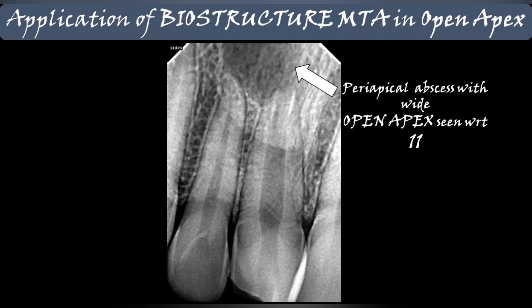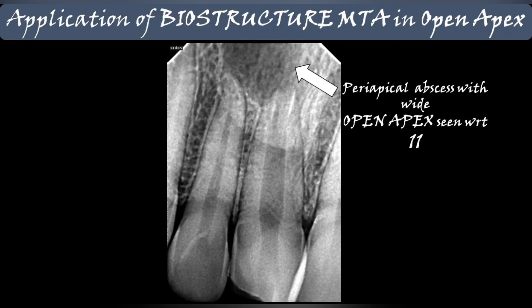So we advised the patient root canal treatment for both the teeth, and the patient agreed. So under local anesthesia, we placed rubber dam isolation. After rubber dam isolation, we gained access for both the teeth, and we removed all the necrotic debris and the pulpal remnants from both the teeth.